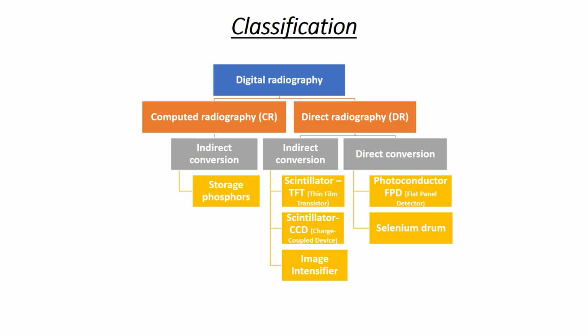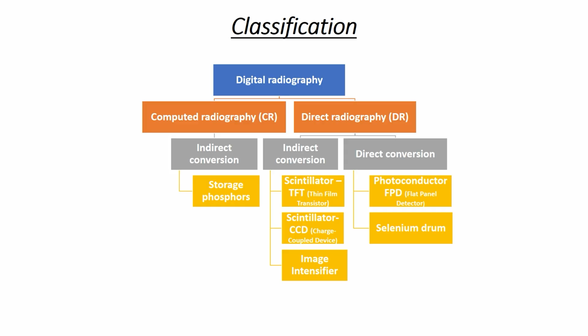Now, let us discuss a classification for the digital radiography. The digital radiography, as we have discussed, started from the computed radiography system, the CR system, then it goes toward the direct radiography system. So, it has been divided into two types: computed radiography, that is widely known as the CR system, and the direct radiography system, that is widely known as the DR system.